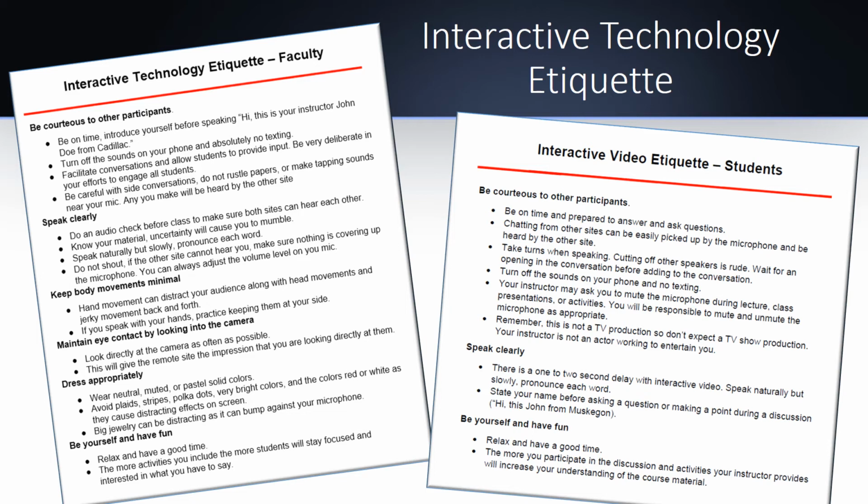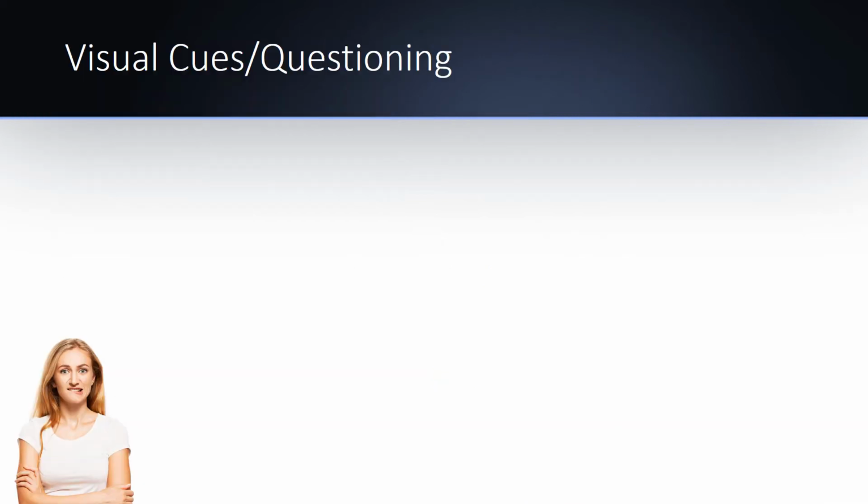Side conversations, cell phones, unmuted microphones, quick body movements, bright or busy patterns in your clothing, and big jewelry will all add to the audio-video compression time. In a face-to-face classroom, we watch for facial expressions and body language to assess if students are bored, tired, confused, or thinking through an idea. These visual cues are not as identifiable via interactive technologies.